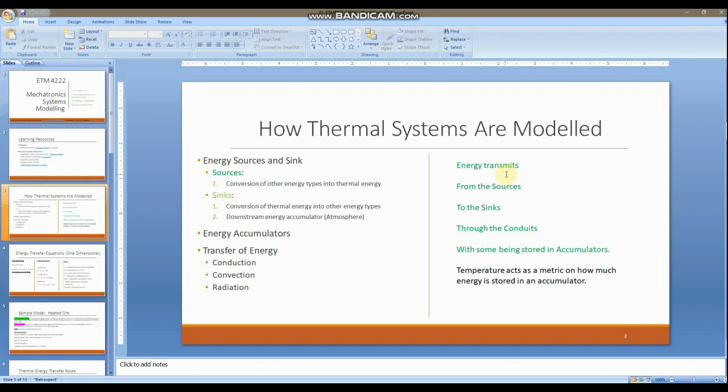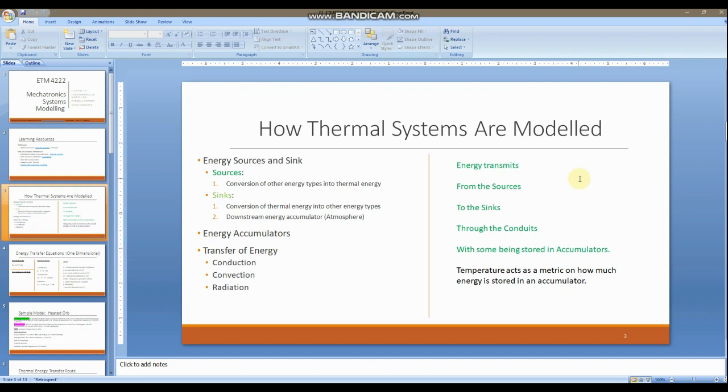And apart from that, our thermal systems will have boundaries, and whenever energy enters that boundary through a conduit, we'll call them sources. And whenever energy exceeds that boundary, we'll call them sinks as well. Right? So there will be two cases of sources. One will be where energy converts into thermal energy, and another where thermal energy enters our boundary. Those two cases will be called and modeled as sources.